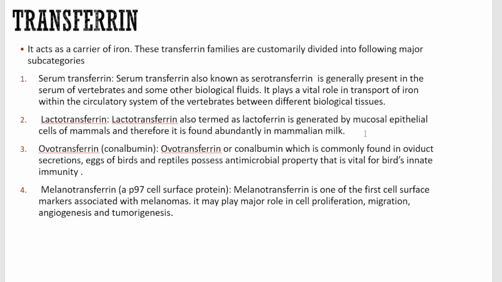Next, ovotransferrin. It is commonly found in oviduct secretion, and it is also seen in the eggs of the birds. So it is very important for the development of the eggs and different egg laying animals or different birds which lay eggs. So it is required for the development as well as the immunity of the eggs, and the baby growing within the eggs.